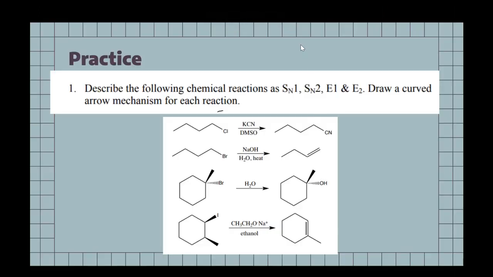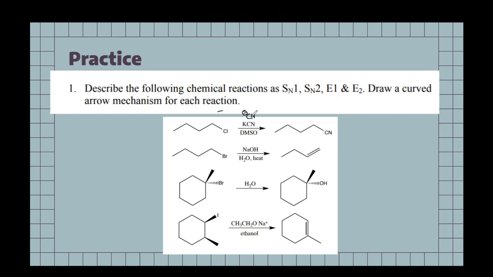Yeah, so let's try some practice problems. So yeah, let's get started. So let's draw it out. CN minus.